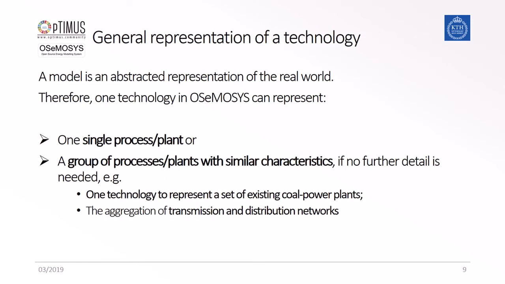A model is always an abstraction of reality. The technology can be defined at any abstraction level that you want for your model. It can be, for example, every power plant modeled individually, or it can be aggregated, representing all transmission lines in one model.